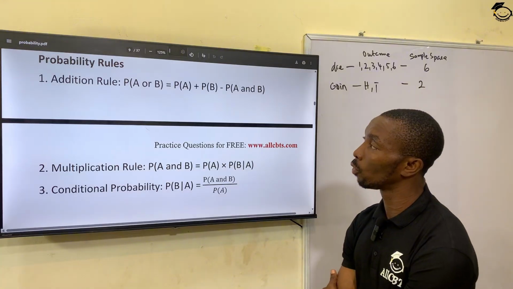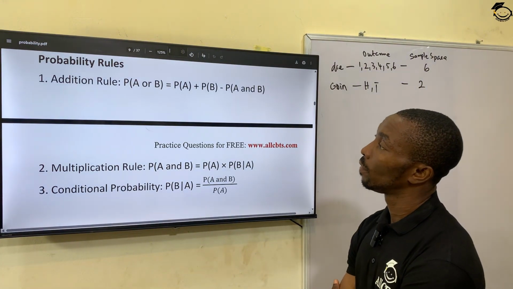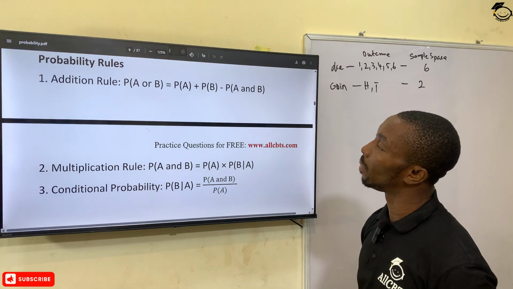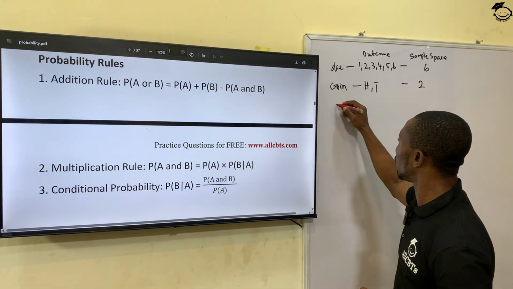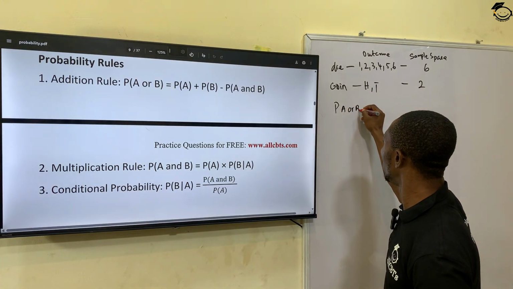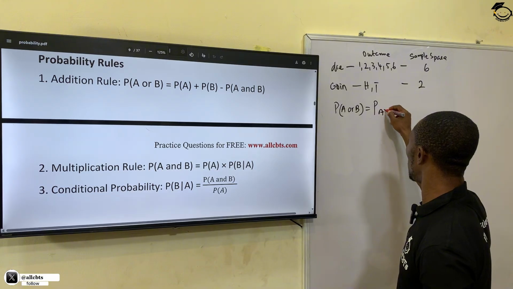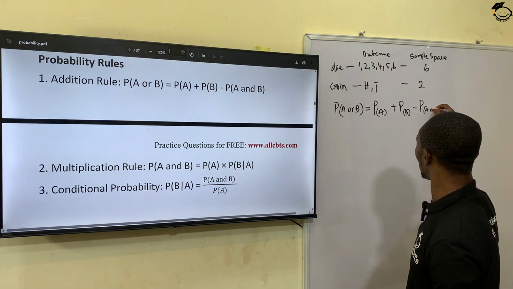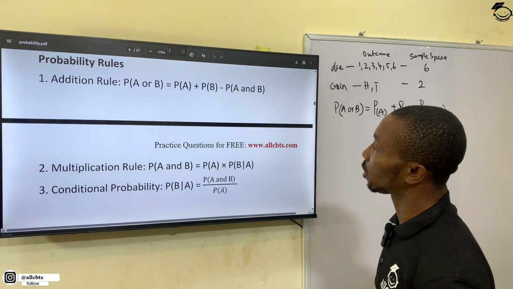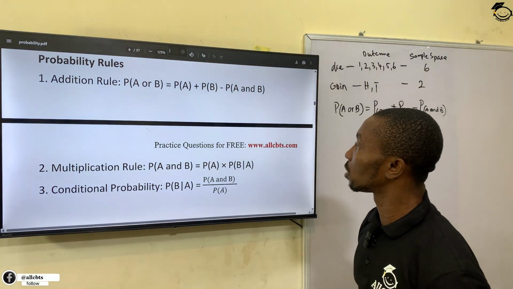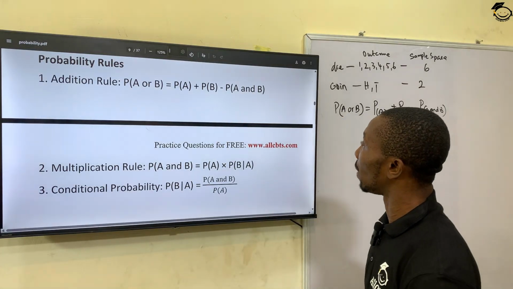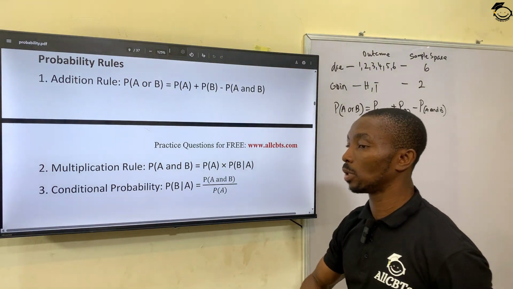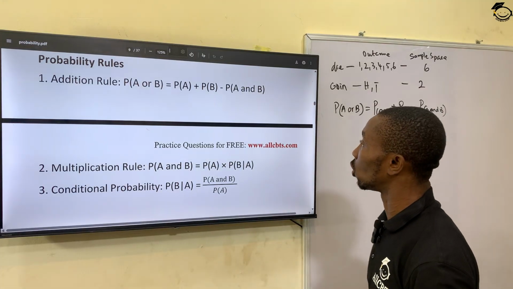Now, looking at our rules in probability, we have the addition rule, where we have the probability of A or B. The probability of A or B would be the probability of A plus the probability of B minus the probability of A and B. That is, the probability of event A occurring plus the probability of event B occurring minus the probability of A and B. This is like saying the probability of A plus the probability of B minus the probability of A intersection B.